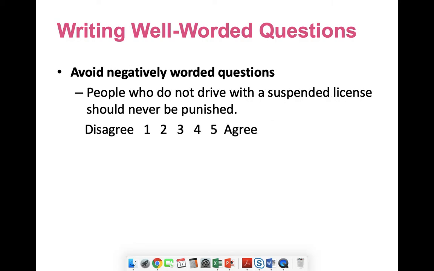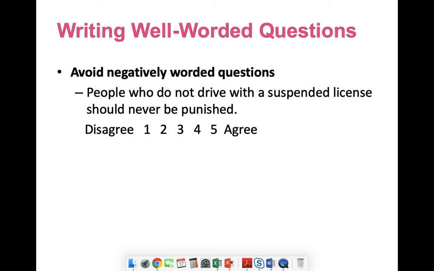Another thing to avoid is writing negatively worded questions. Let's take this statement: "People who do not drive with a suspended license should never be punished," and then asking people the extent to which they disagree or agree. It's very confusing. It makes my brain hurt. It's much more straightforward to ask the question, "People who drive with a suspended license should be punished," right?